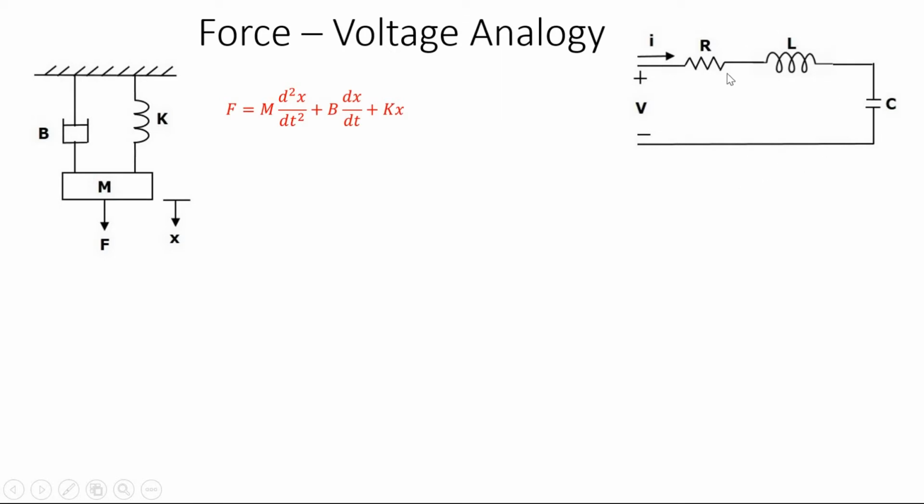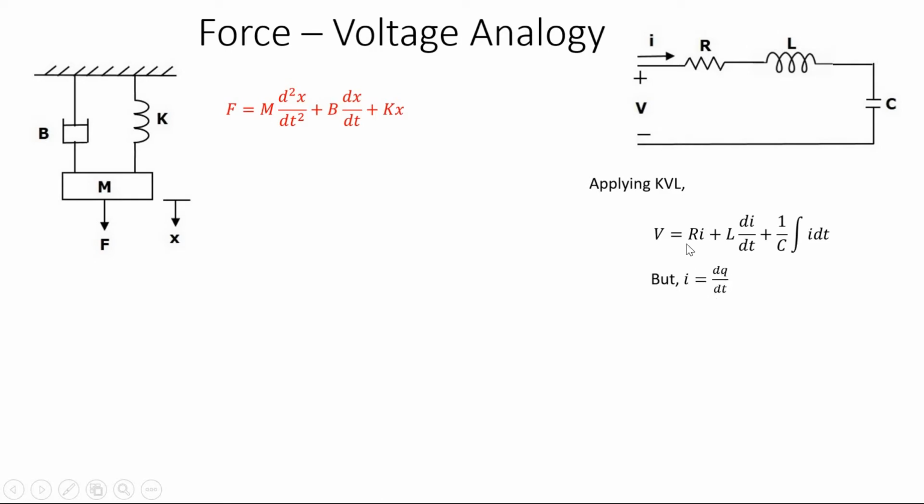Next, consider an electrical system with a voltage source as input and a series RLC circuit. I is the current flowing through the circuit. Applying KVL, we can write the total voltage V equal to R into I, plus the voltage across L, which is L di by dt, plus the voltage across the capacitor, which is 1 by C integral I dt. But current I is dq by dt.